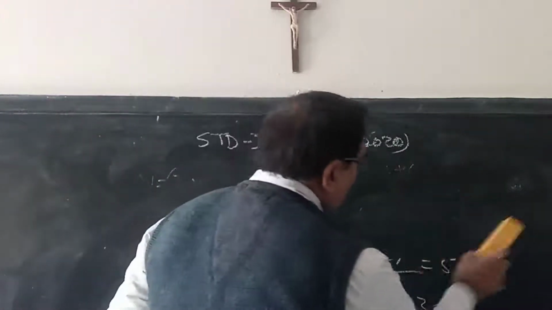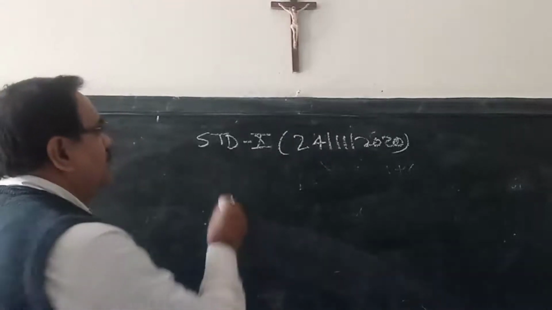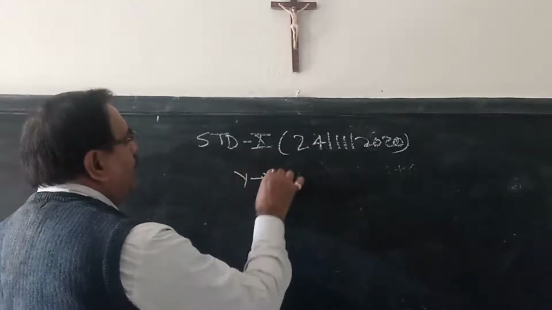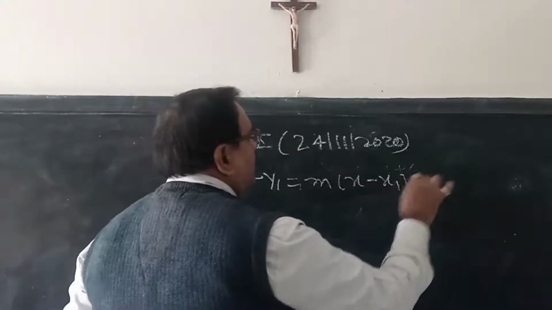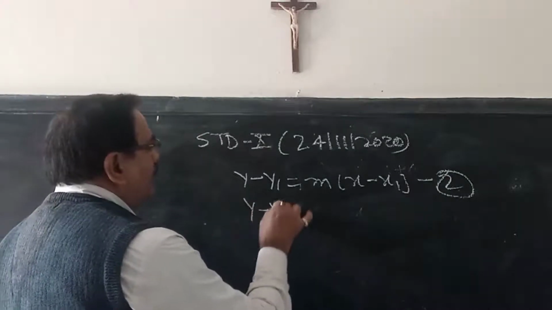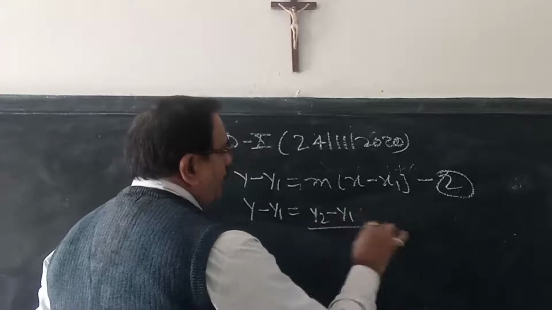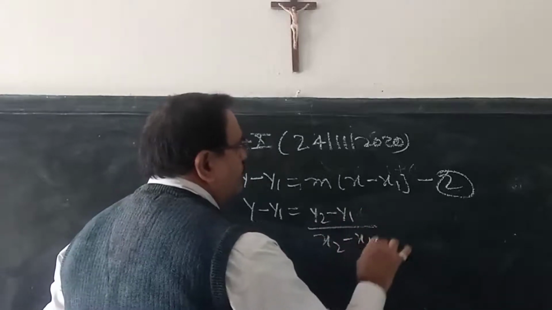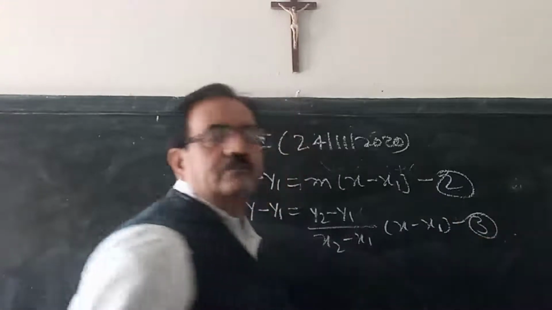Besides this, there are two more equations of a straight line. Second one: y minus y1 is equal to m times x minus x1. Third one: y minus y1 is equal to y2 minus y1 by x2 minus x1, times x minus x1.